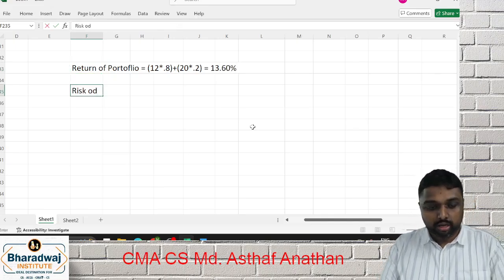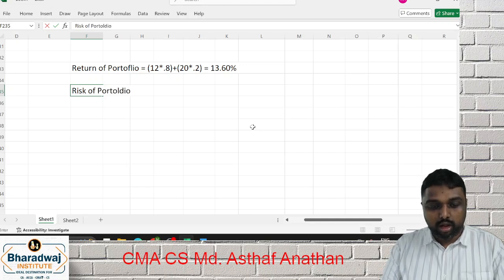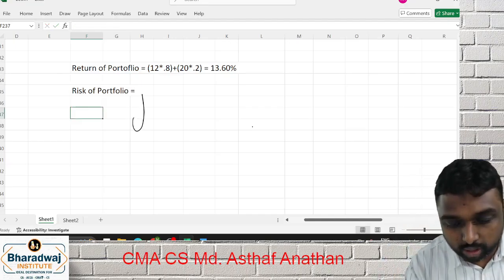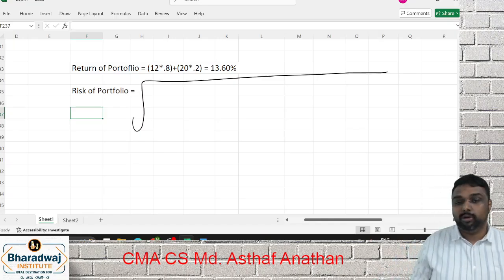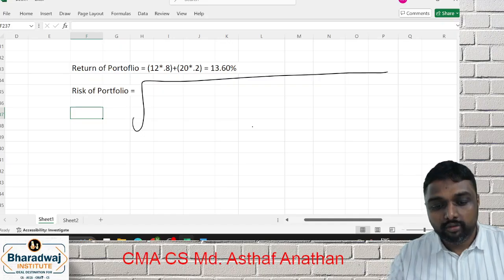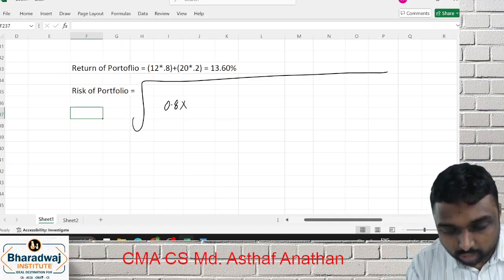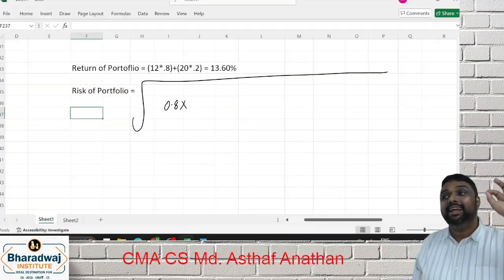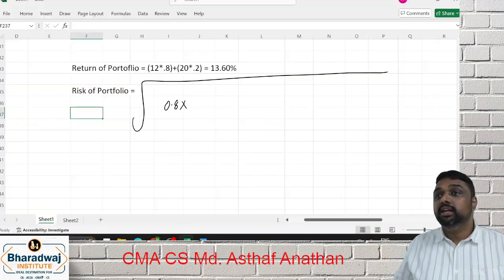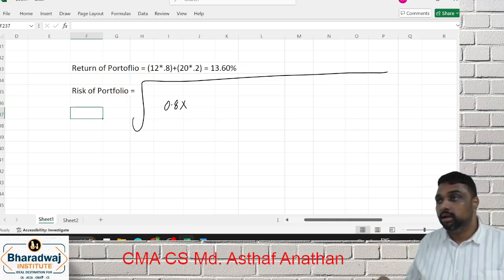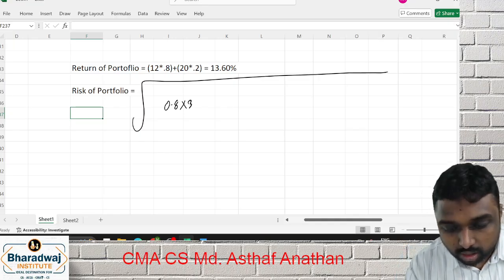Next, you want to find out risk of portfolio. How can you get risk of portfolio, my dear friends? You have to go for square root of. We'll do everything directly with the formula. Weight of A, which is 0.8, you have to multiply with the risk of A. What is risk of A? 3. See here, you can give 3 directly. If you give 0.03, then a decimal mistake will come everywhere. You can give 3 itself. Final answer you can go for percentage. So 3 whole square.